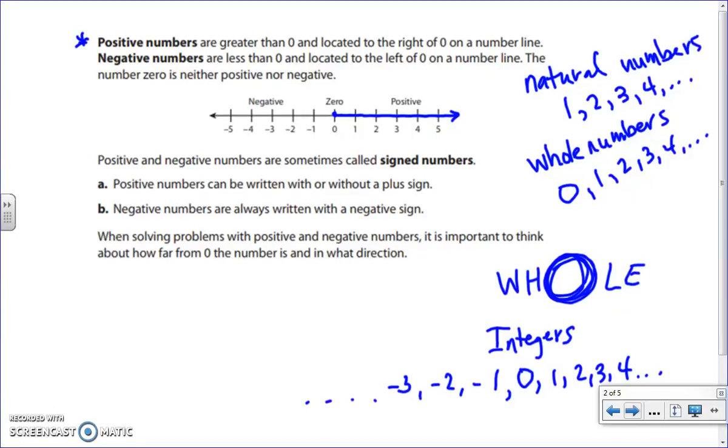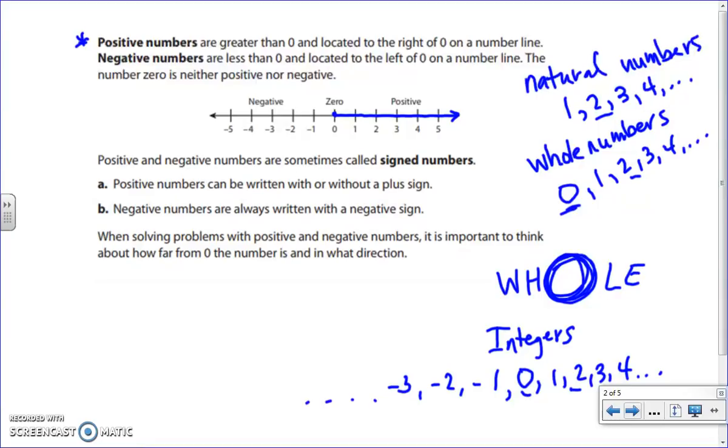Each of these different number categories is different. So if I asked you about the number 2, you could say that it is a natural number, it is a whole number, and it is an integer. If I asked you about the number 0, you could say that it's a whole number and an integer. So some numbers fall under more than one classification, but it just depends on the number as well.